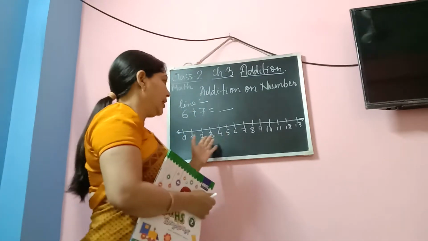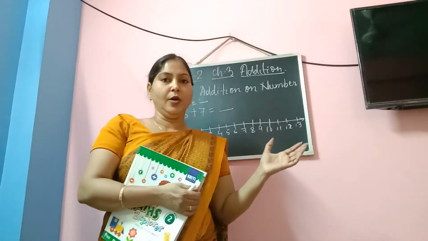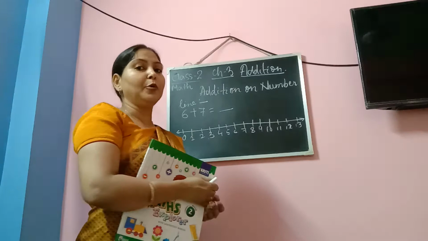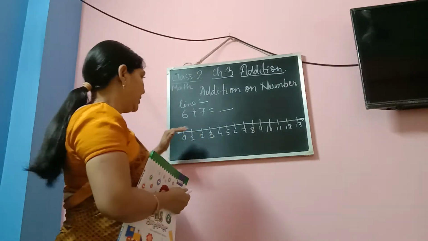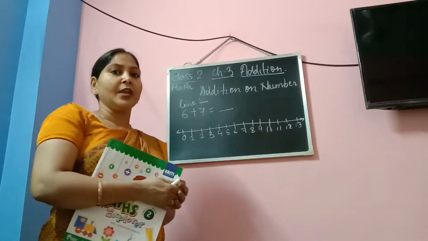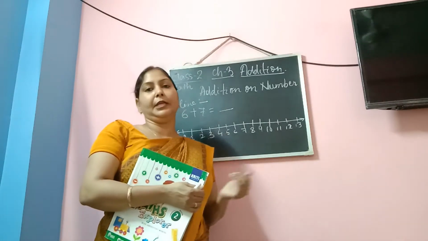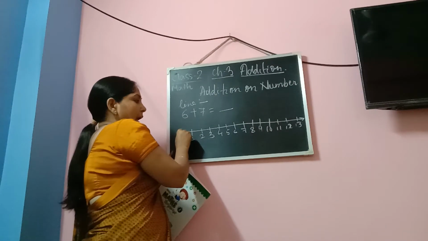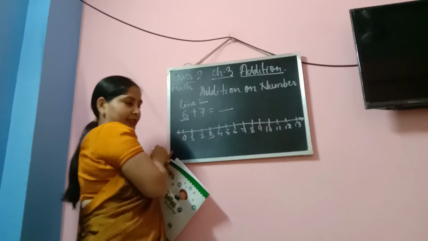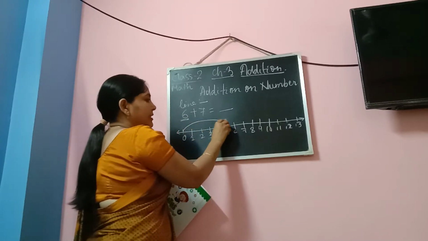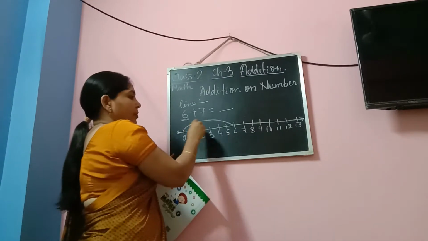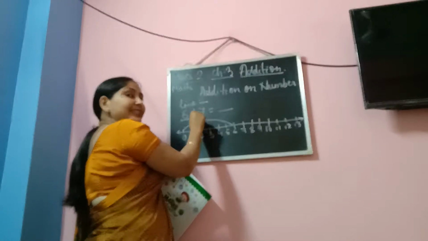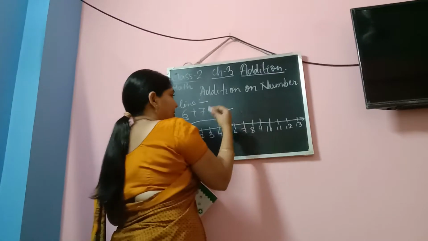Now as you can see here, I have drawn a line on which I have marked a few numbers, and with the help of this number line, I am going to show you how to do addition. Now there is one question, 6 plus 7. How will you show this addition on the number line? You will start from 0, and because it is starting from 6, you will directly go to 6 first. Alright? From 0 directly to 6, and then after that you have to jump 7 steps forward.